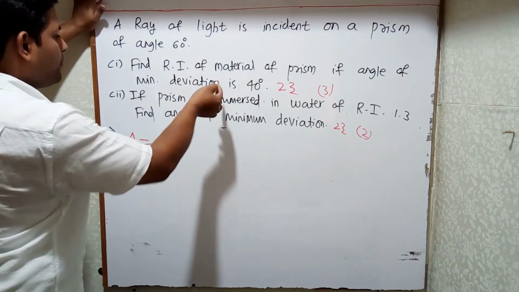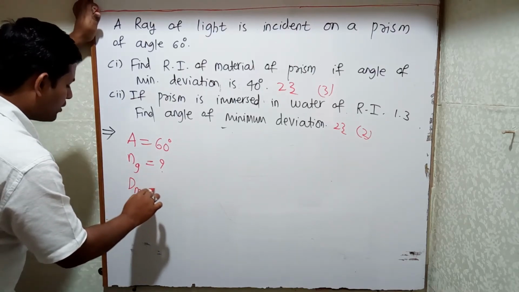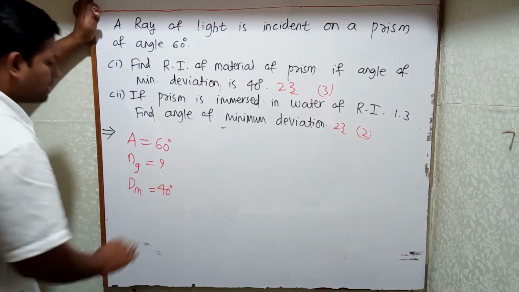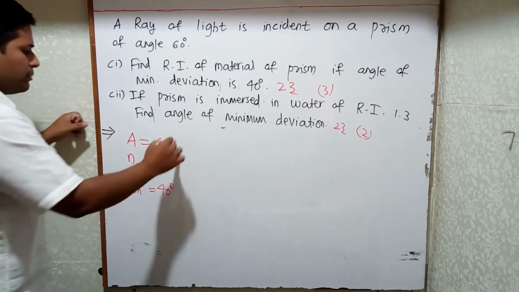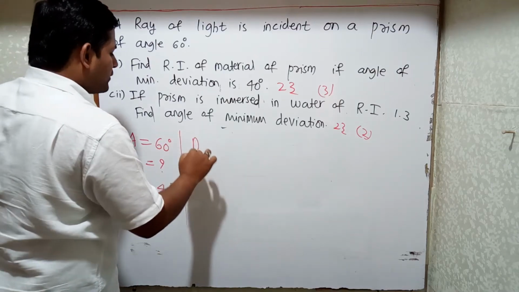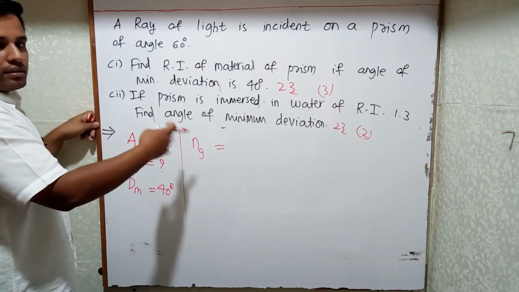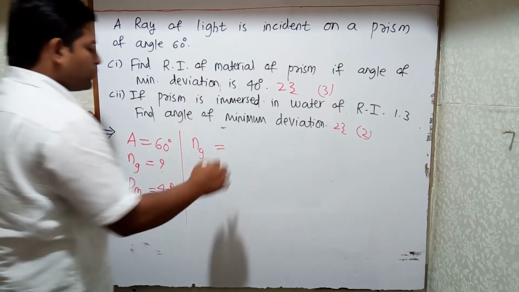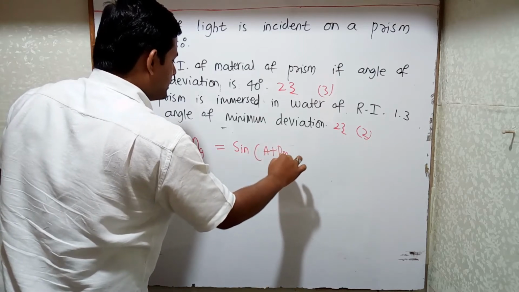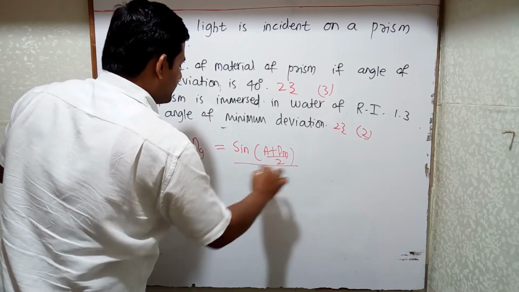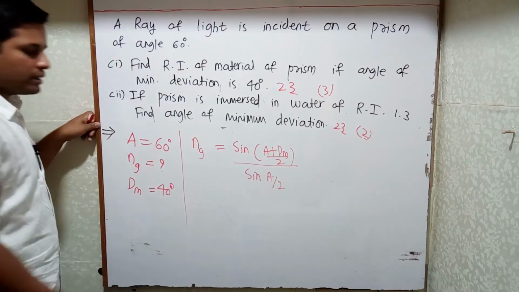What other data is given? Minimum deviation is 40 degree. So that is dm, the angle of minimum deviation, 40 degree. They are asking what is the refractive index. It's a very simple first question, because we have a formula for the refractive index of a prism. We'll write it as Ng, because the prism is made of glass, no? So what is the formula? Sine of (A plus dm) divided by 2, divided by sine of A by 2. This is the formula.